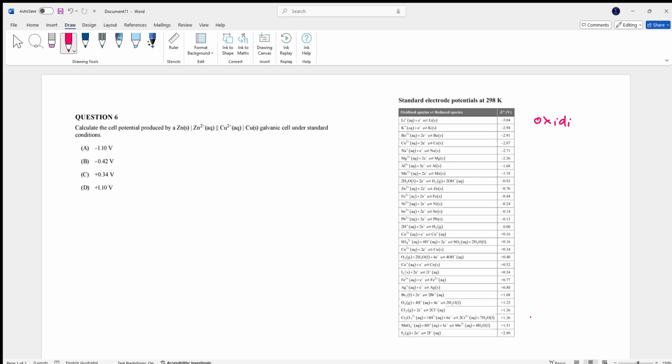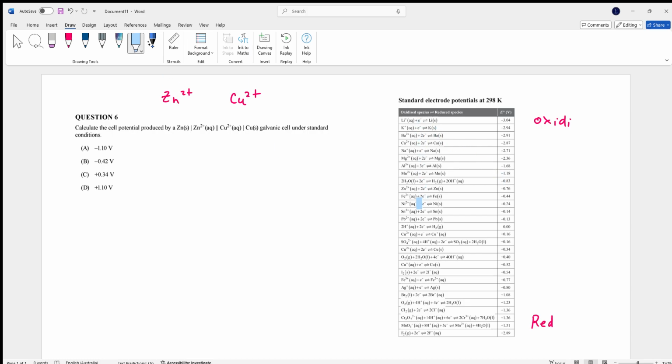Anything further down the table likes to do reduction. Okay, these ones are good oxidizing agents. So strong oxidizing agents at the bottom, weak oxidizing agents are at the top. So here we want to know where these guys are positioned. Now notice the ions here. So here we're looking for copper 2+ and zinc 2+ present in our table.